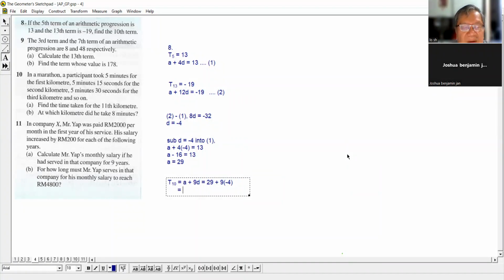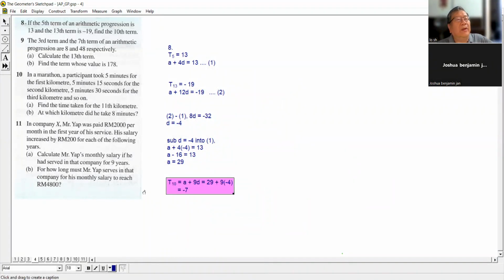What is the answer? 29 negative how much? Negative 7. Negative 7, correct? Negative 7. So this is how you are going to do it, right? So this is how you're going to do it.